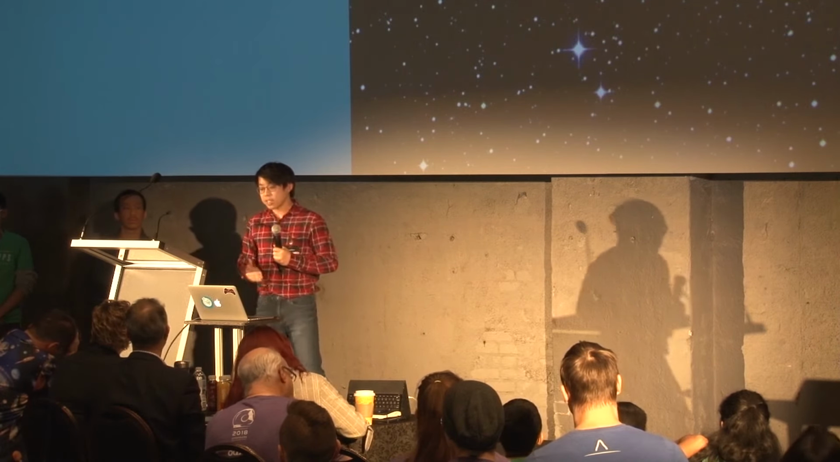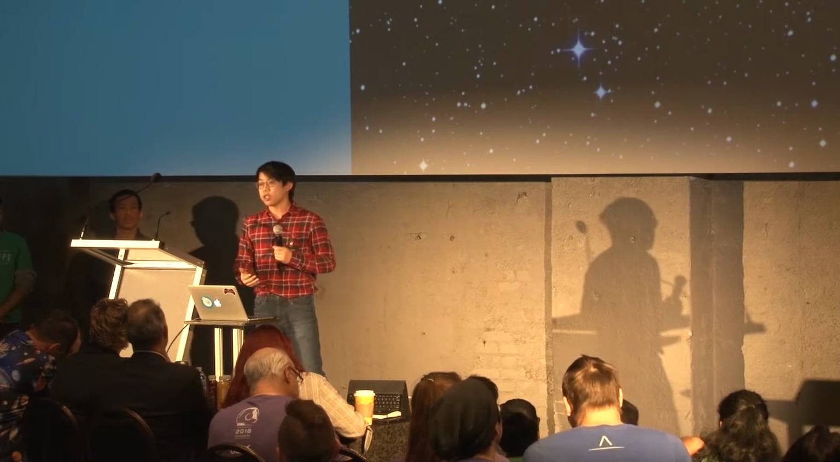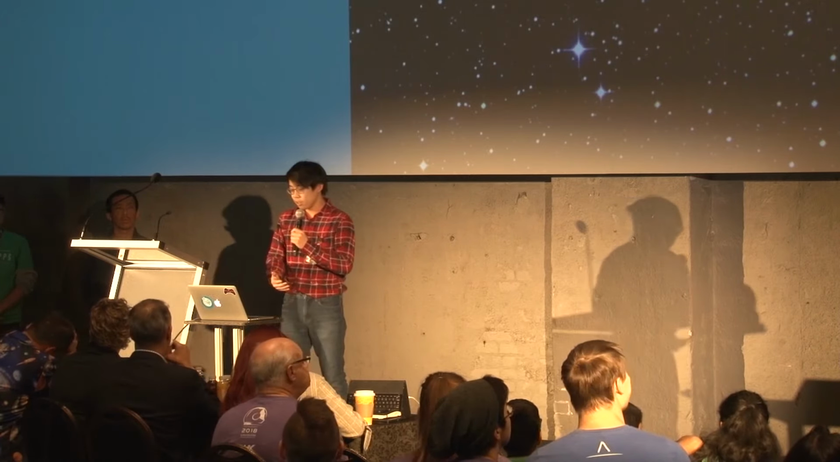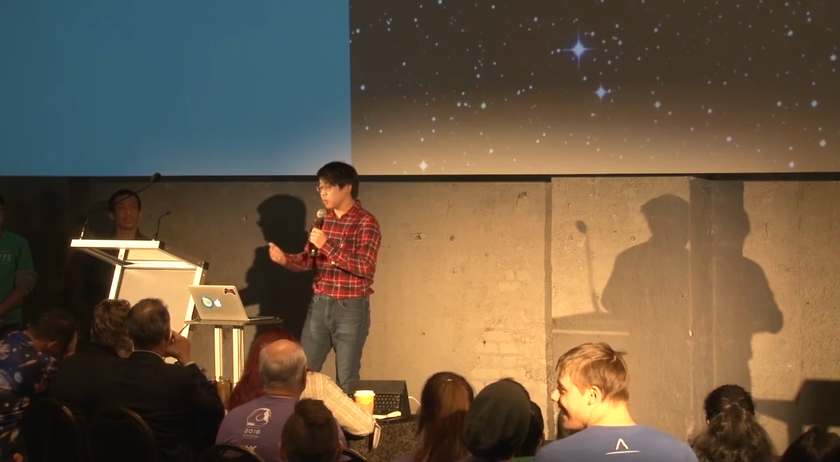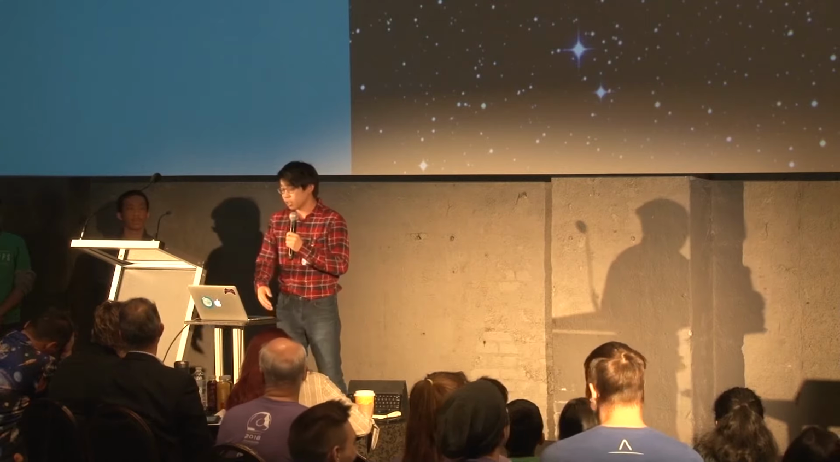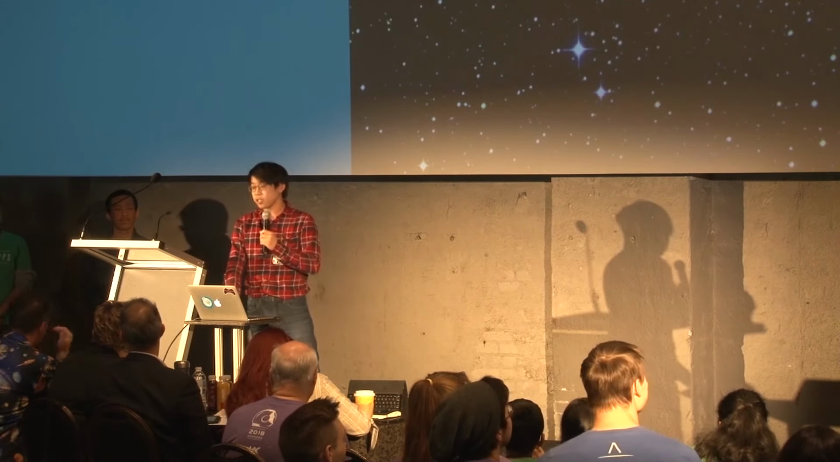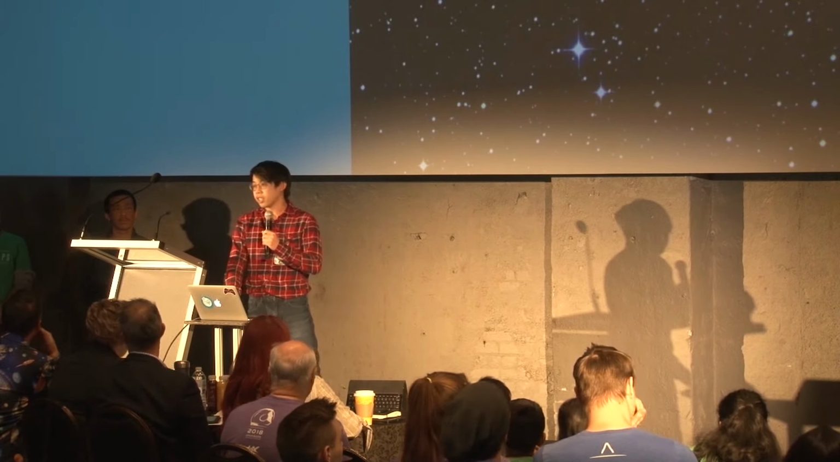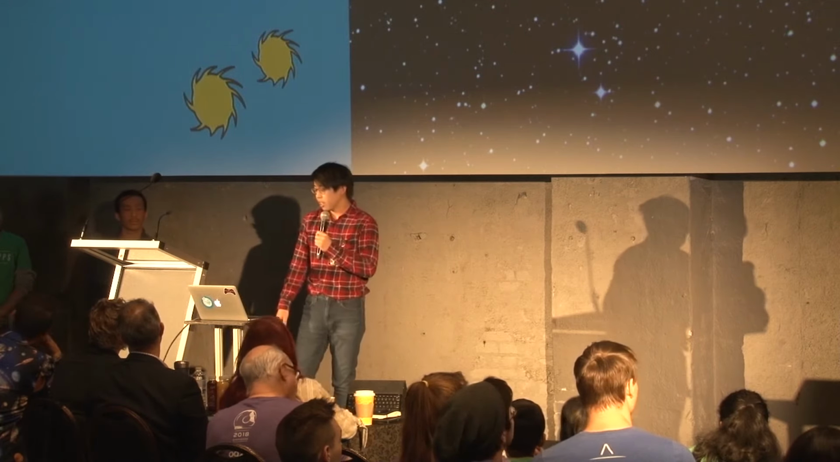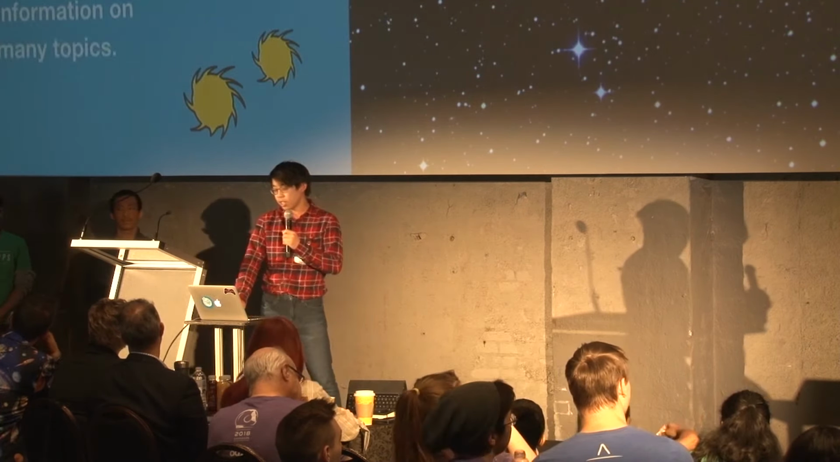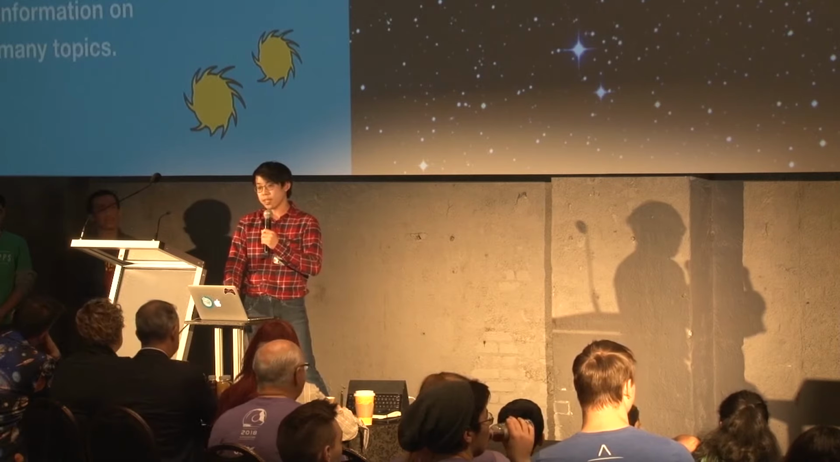So a better explanation is to do an example of how a user might use our chatbot. So this is Katie. She's a 23-year-old student who lives in Austin, Texas. And social media is her main source of news and information on many topics.